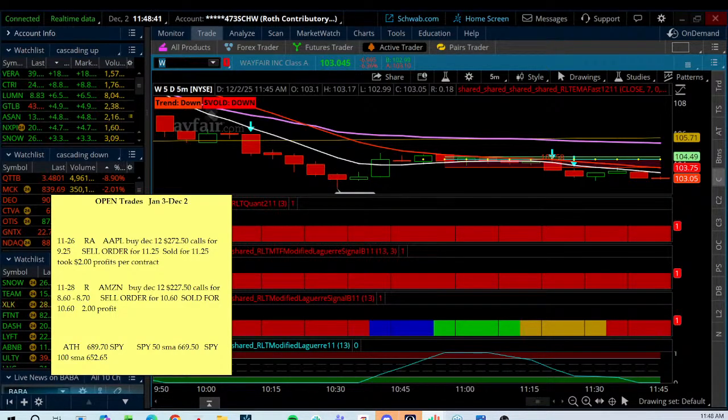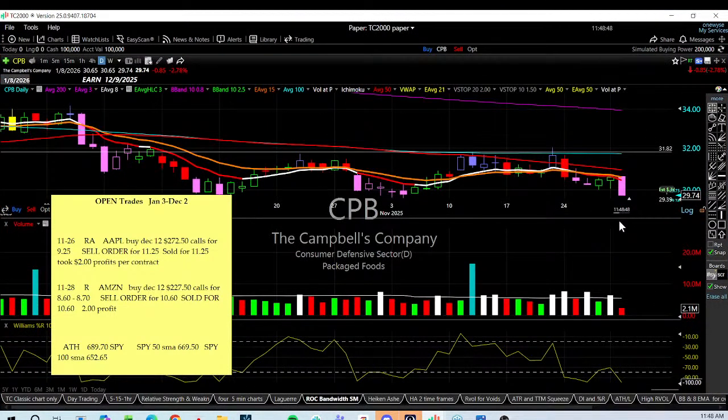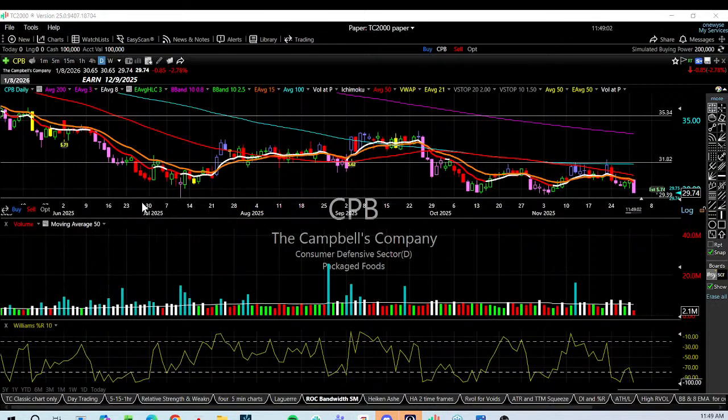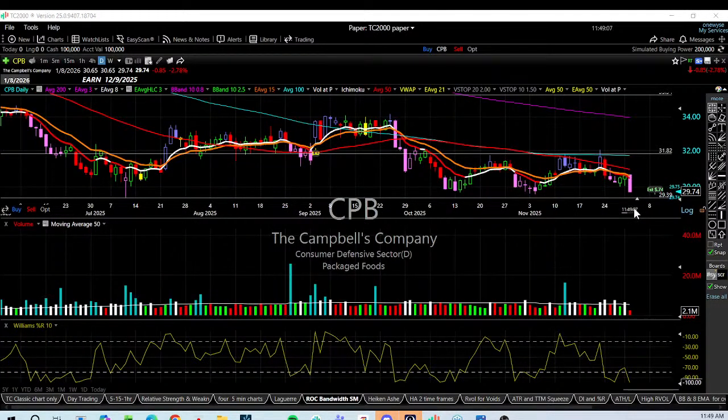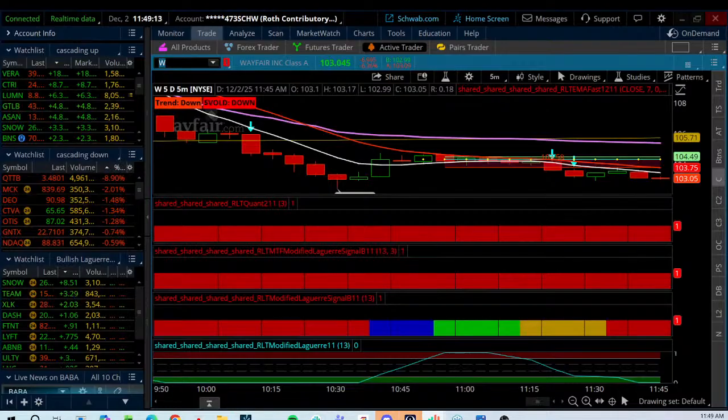All right, so here's CPB, Campbell Soup. And there's my next support level on it right there, 29.39. Not very far away. It goes way back to here, so there definitely is going to be some support down there. Okay, so I wouldn't take it. I think it's too close. I think the risk reward is not that great on it.